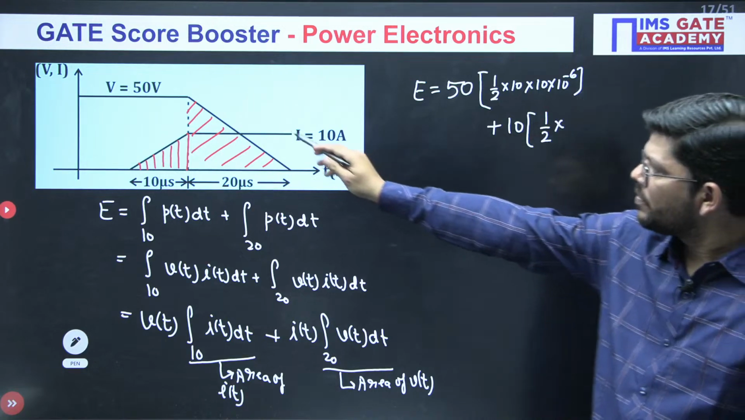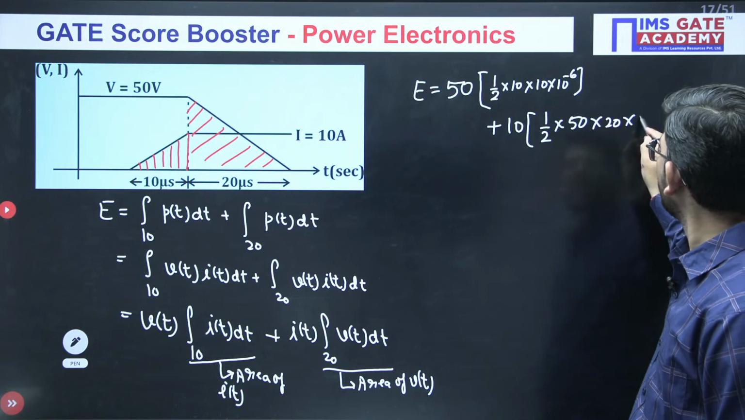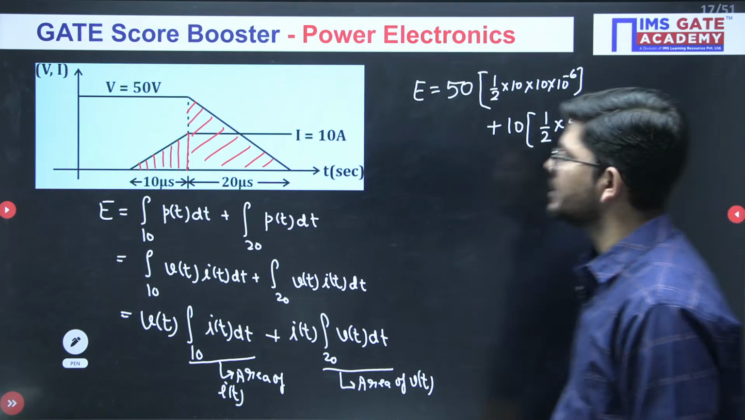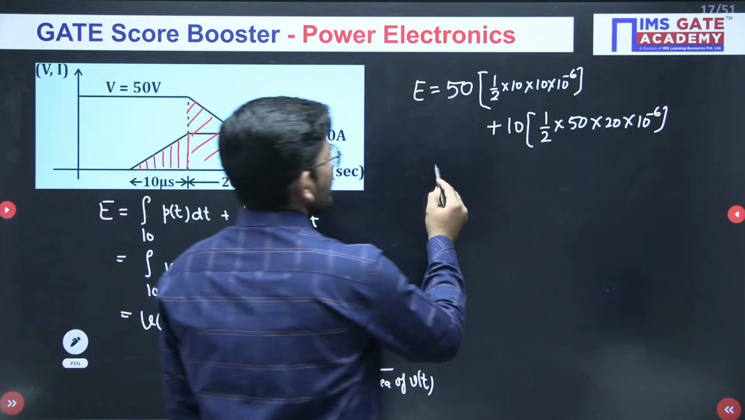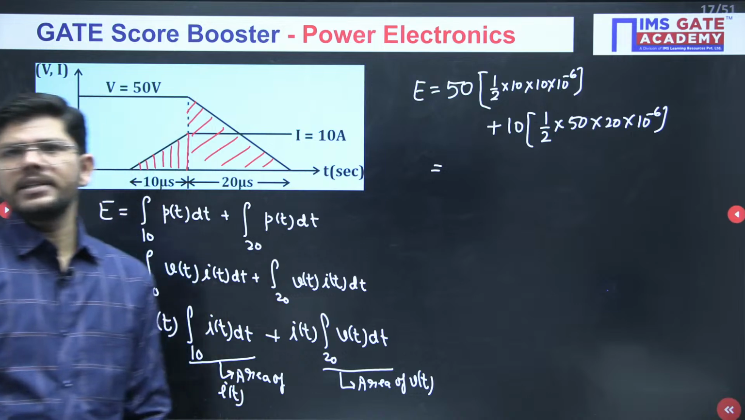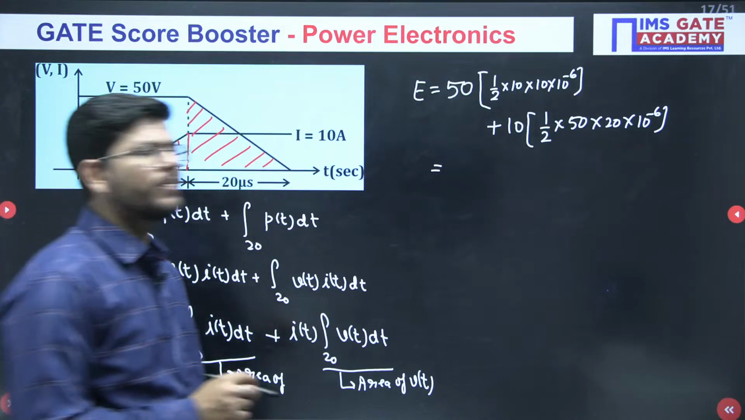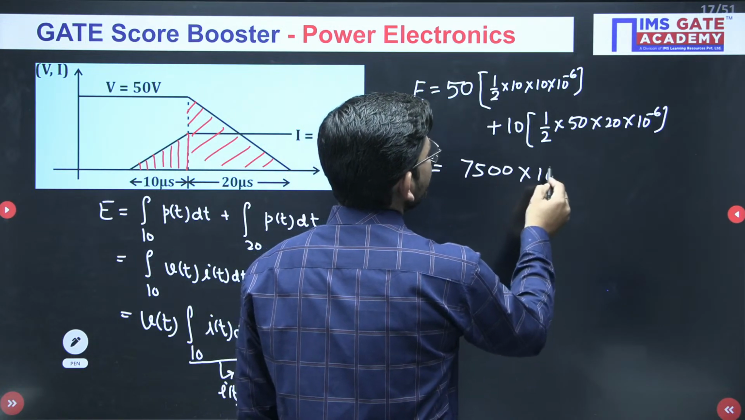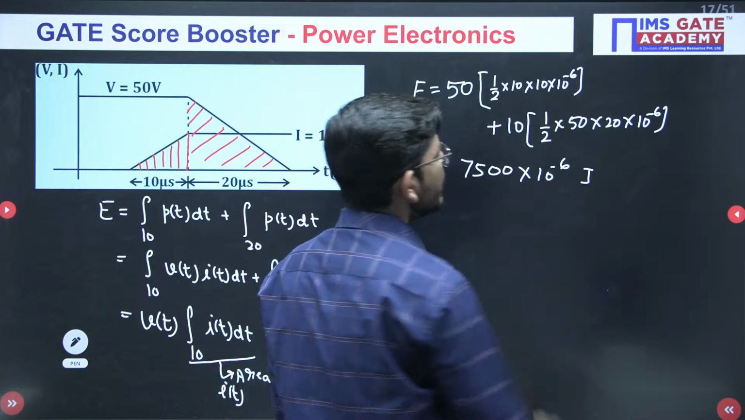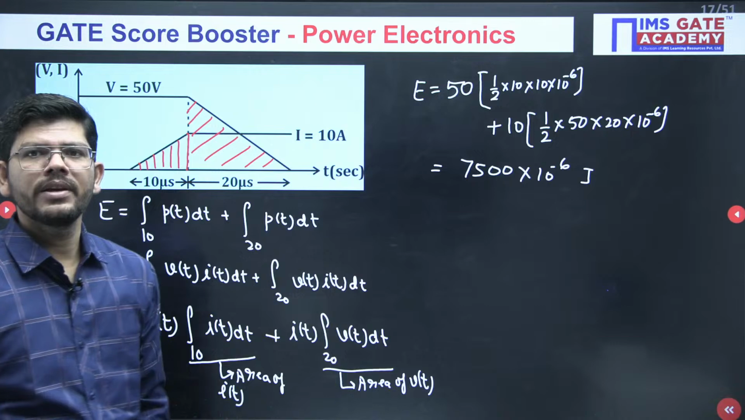Half into, what is the height of the voltage? 50, and what is the width? It is 20 microseconds. Just see, you have to put the values like this. Okay, now when you solve this, the answer that I am having is 7500 into 10 to the power minus 6 joules. That will be the energy. I hope you are getting the same answer, Nilmesh, for the energy.